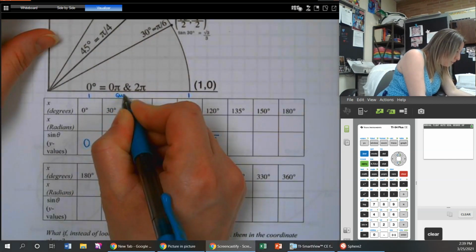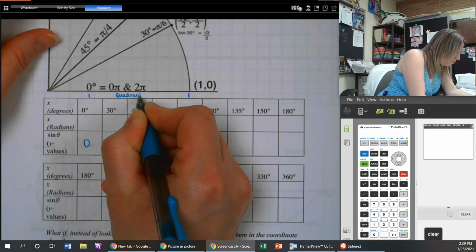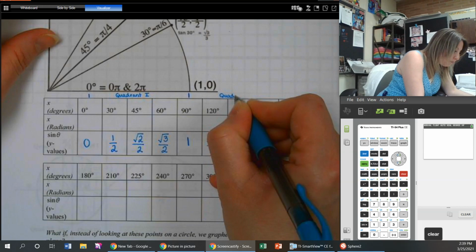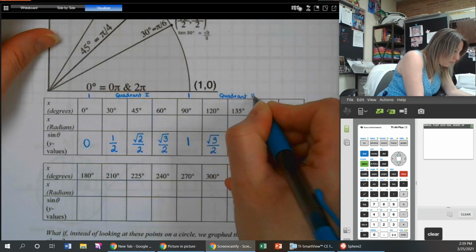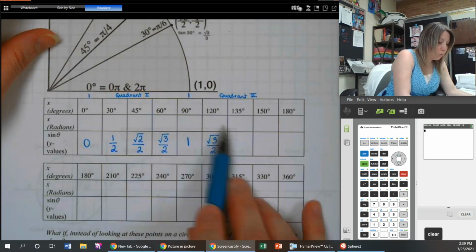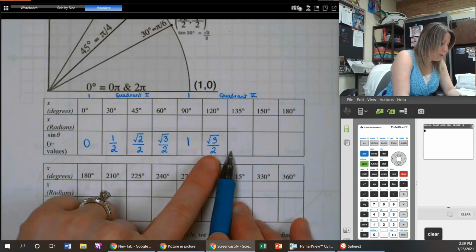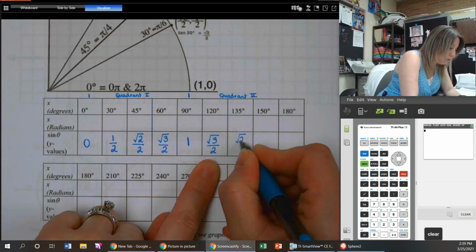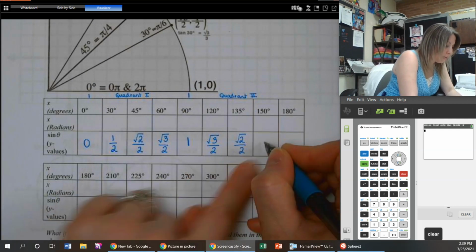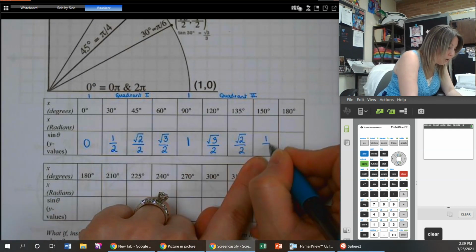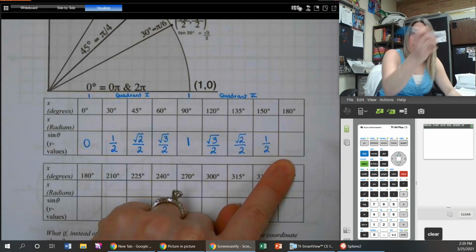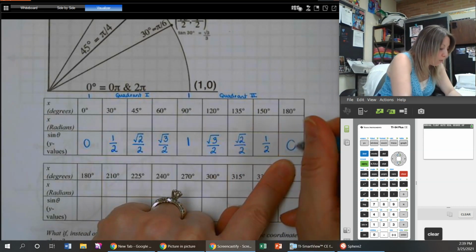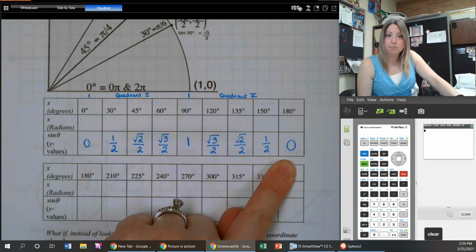quadrant 1 right here. Okay, now we've started quadrant 2, which again, we've still got positive signs. So we head back down, okay, this is our 45-degree reference angle, so that's radical 2 over 2. This is our 30-degree reference angle, so we're back to 1/2. And this is back down to the x-axis, so that also means that our y value is 0 again. Okay?